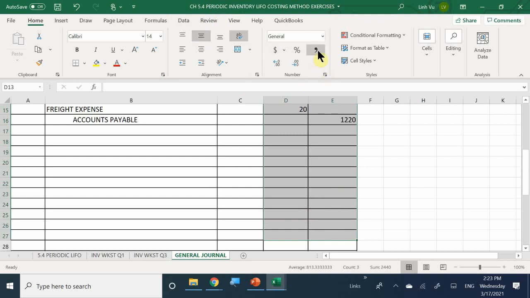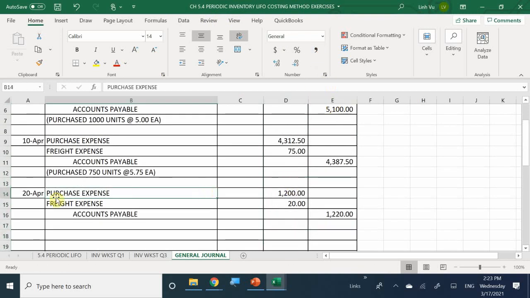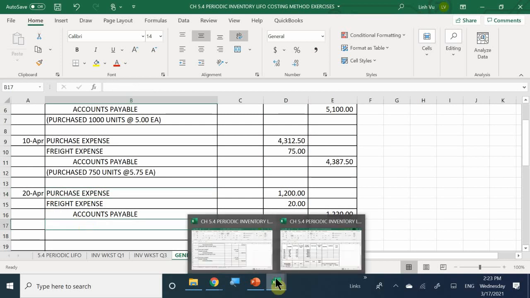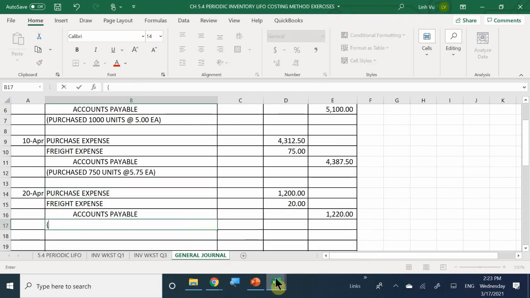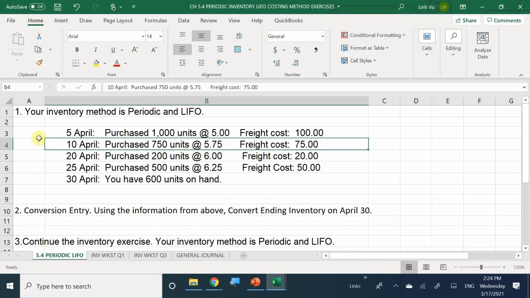Right? And I'm also going to make a little note here because in this context, I purchased 200 units at $6. Okay. Everyone good with me so far? Yep. Okay. So let's see what happened next on April 25th.